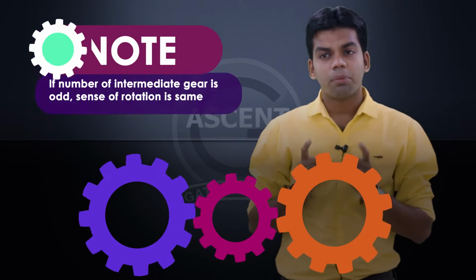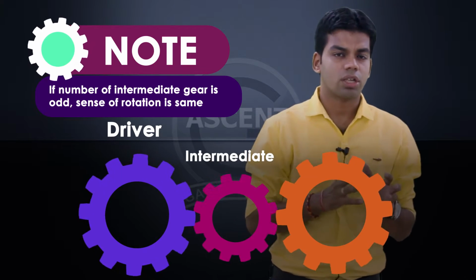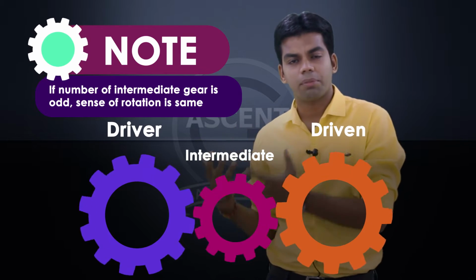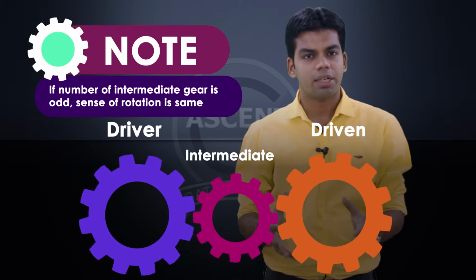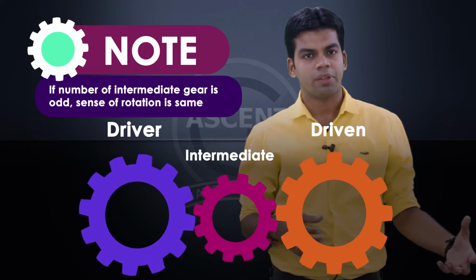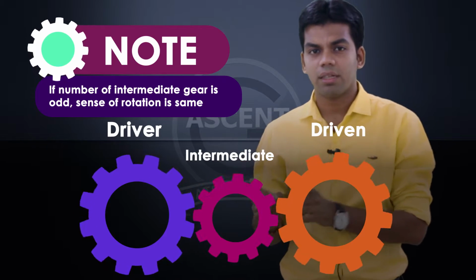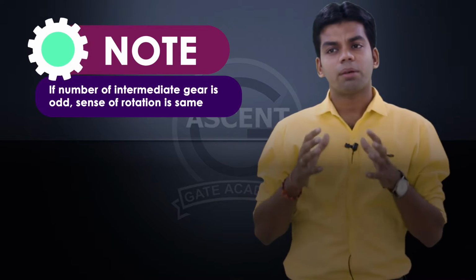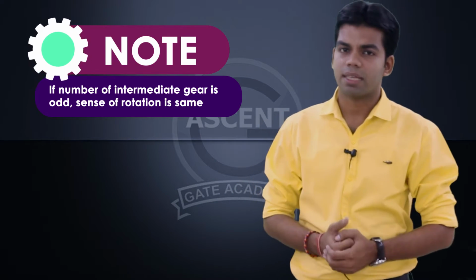Getting this or not? And if the number of intermediate gears is odd, then the driver shaft and driven shaft will have the same direction. As we saw, if there is a single intermediate gear, then obviously gear number 1, which is the driver gear, let's suppose is rotating in clockwise direction, gear 2, which is the intermediate gear, will rotate in anti-clockwise direction, and gear 3, which is the driven gear, will rotate in clockwise direction. Getting this? So very important thing: if the number of intermediate gears is even, then the driver gear and the driven gear will have opposite sense of rotation. And if the number of intermediate gears is odd, then the driver and the driven gear will have the same sense of rotation.